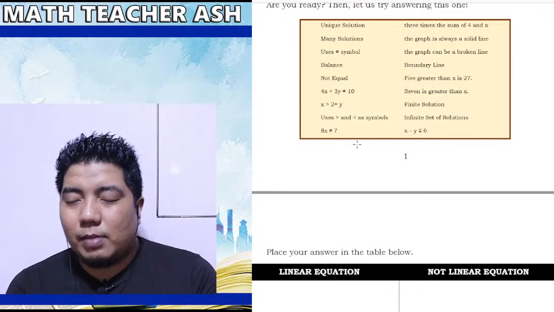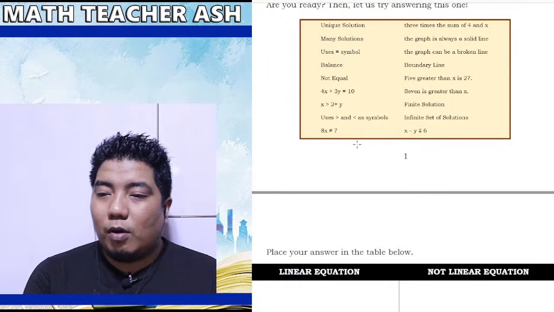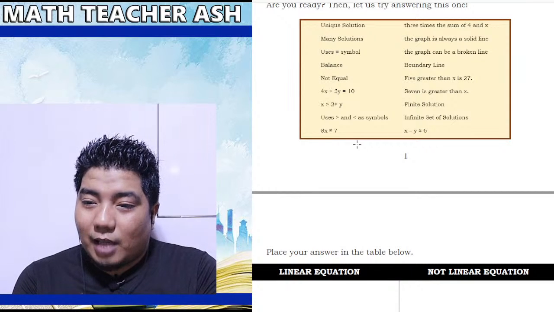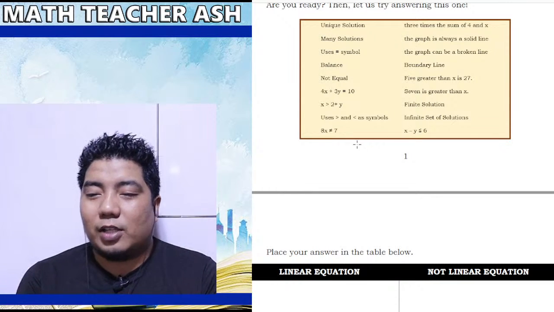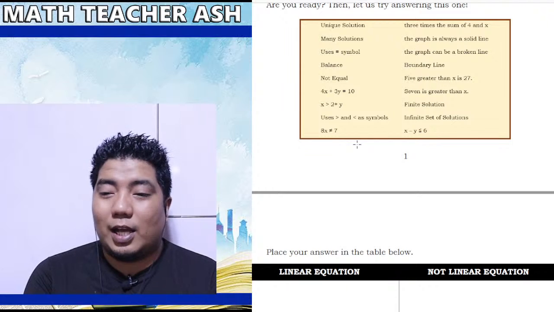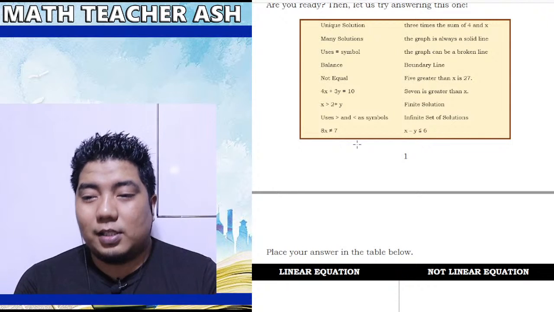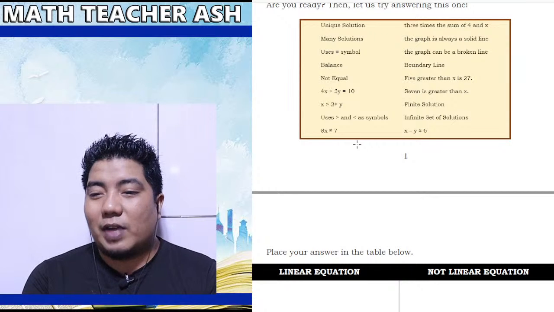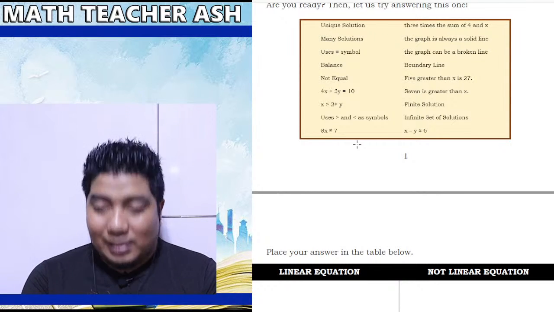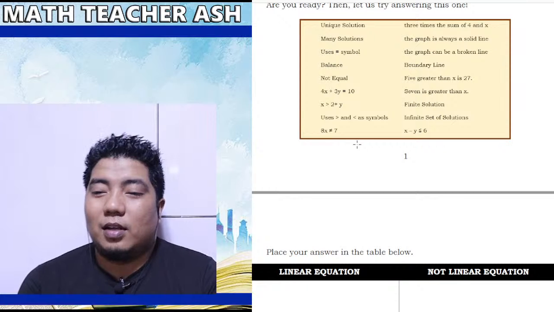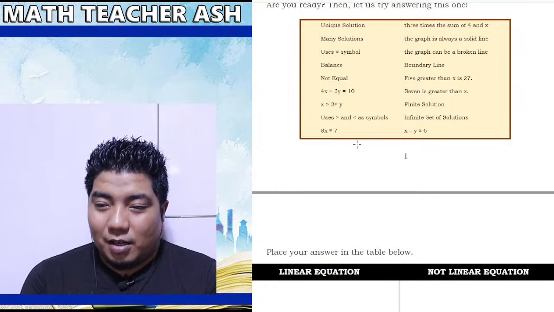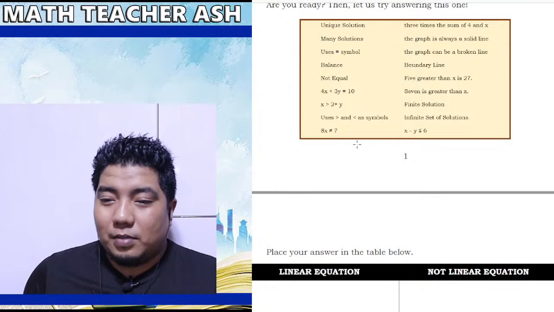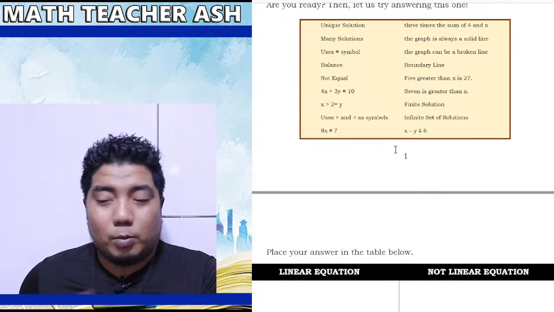Ito naman mga statements natin. 3 times the sum of 4 and x. So this is not a linear equation because wala siyang equals. The graph is always a solid line. That is a linear equation. The graph can be a broken line. That is not a linear equation. Boundary line, that could be a linear equation but since this is somehow talking about boundary, let's go deeper on that one.